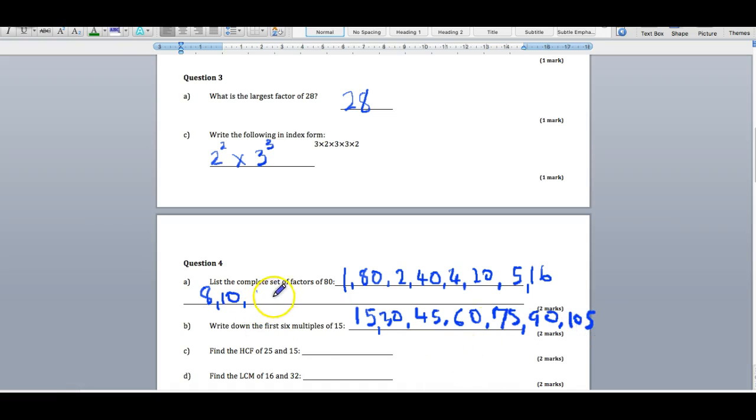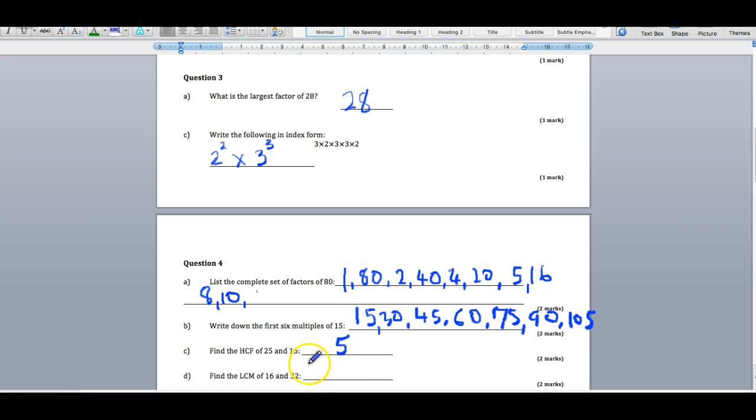All right, find the highest common factor of 25 and 15. Okay, so remember factors have to be smaller. And think of factors of 15. 15 doesn't go into 25, so the next highest is 5. Does 5 go into 25? Yes, it does. So 5 is the highest common factor.